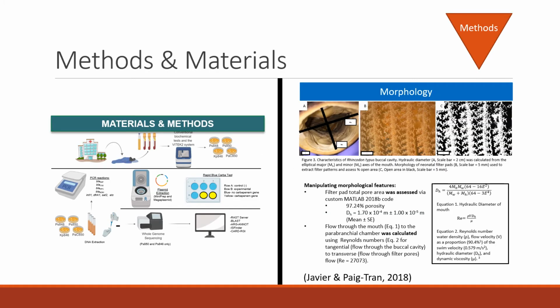The next section that you will want to focus on are the materials and methods. This is where you get to describe to your reader how you got the results that you did, which is important because you want to ensure that your experiment is replicable.